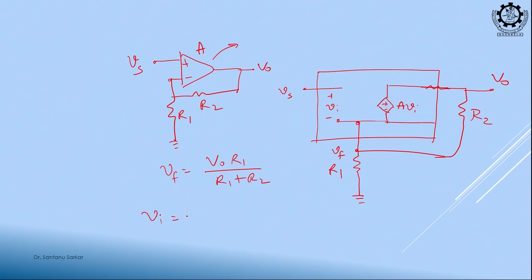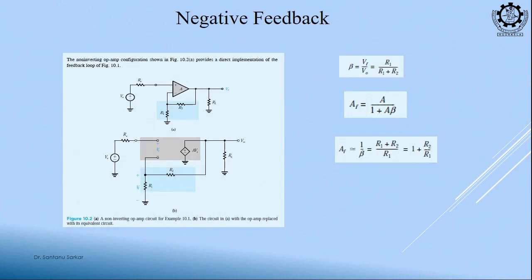So, our Vi is Vs minus Vf, and what is our V0? A into Vi, right. If we follow these steps, we will see that our closed loop gain is roughly 1 plus R2 by R1. Why do we say roughly? Because we are neglecting one portion. We are considering that A beta is much larger than 1.